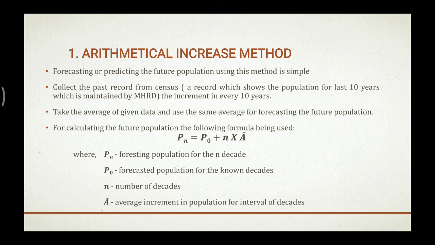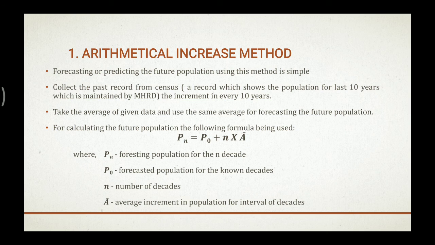And the water conservation department will be collecting this data, and they will be taking around 3 to 5 decades of data, and they will be taking the average of them for the forecasting of the future population. How will they be calculating?